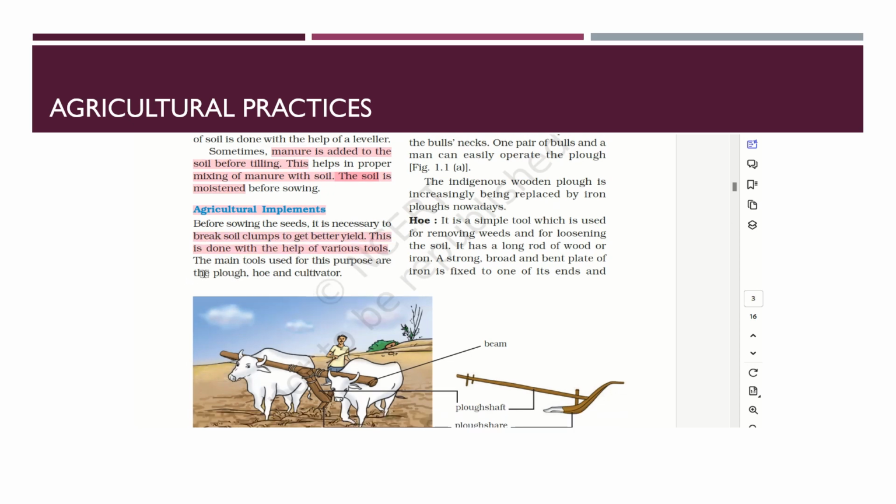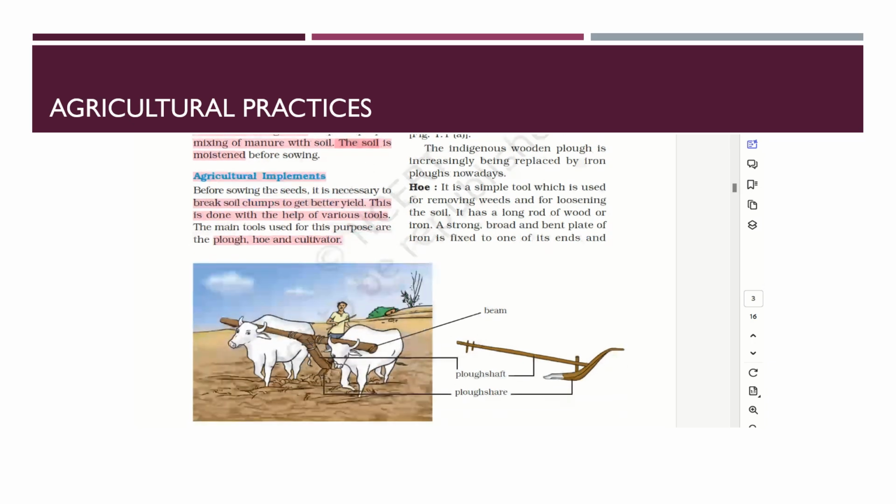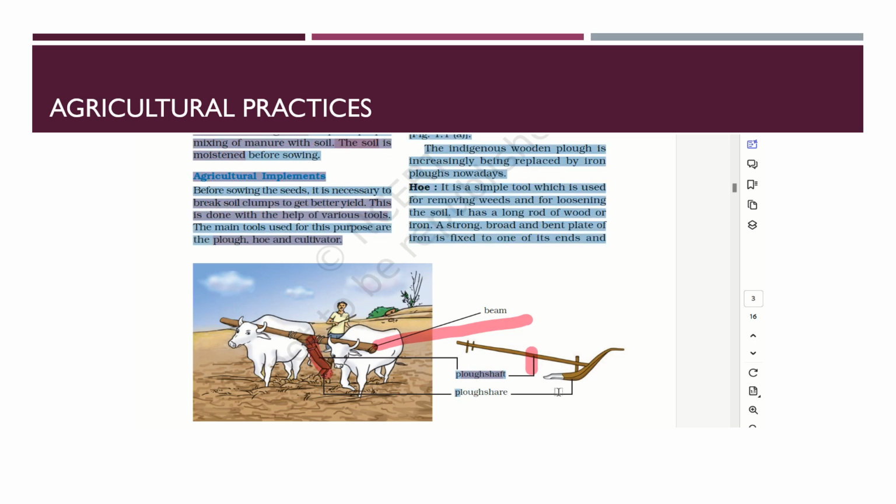Before sowing, as we have said, it is necessary to break the clumps of the soil, and the plough, hoe and cultivator are the tools used for this purpose. This is a plough which is being used. The cow is pulling the plough, and this one is the beam, this one is the plough shaft, and this one is the plough share. These are the parts of a plough.